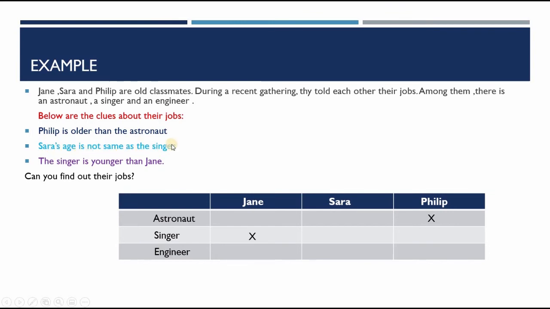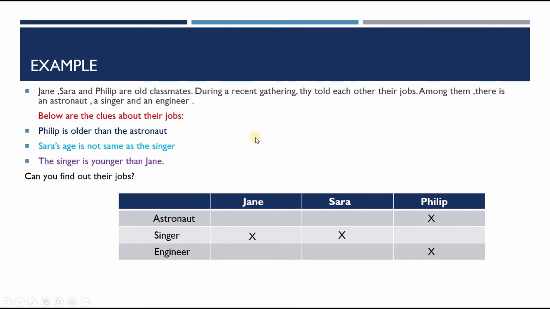Sarah is not the singer because Sarah's age is not the same as the singer, right? And also we know Jane is not a singer either. So therefore, Philip should be the singer, right? Because there are only 3 people and 3 job titles, and each of them is doing one of these jobs, right? So if Sarah is not a singer, Jane is not a singer, then Philip is the singer.